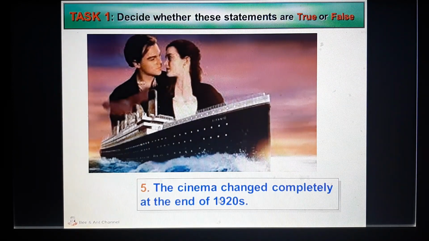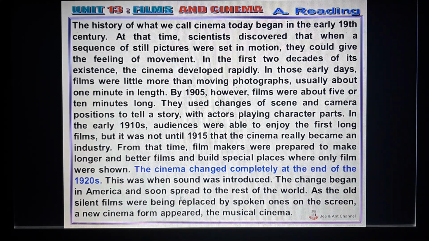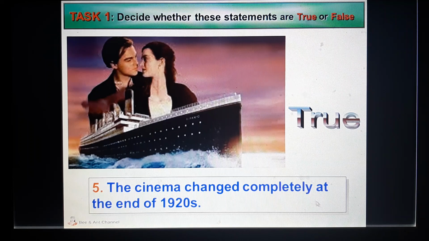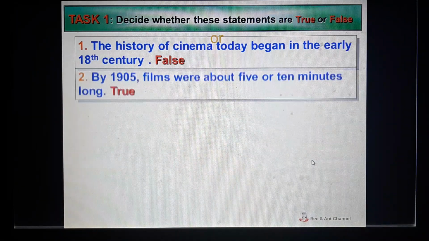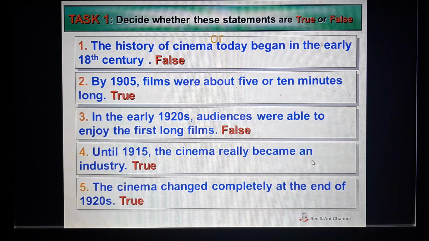Number 5. The cinema changed completely at the end of the 1920s. Now look at the clue. The cinema changed completely at the end of the 1920s. So number 5, true. Now try to correct your mistakes or finish your work.